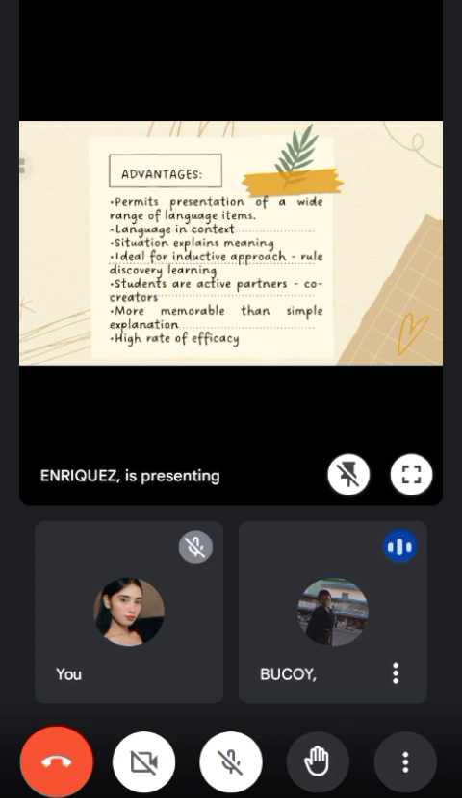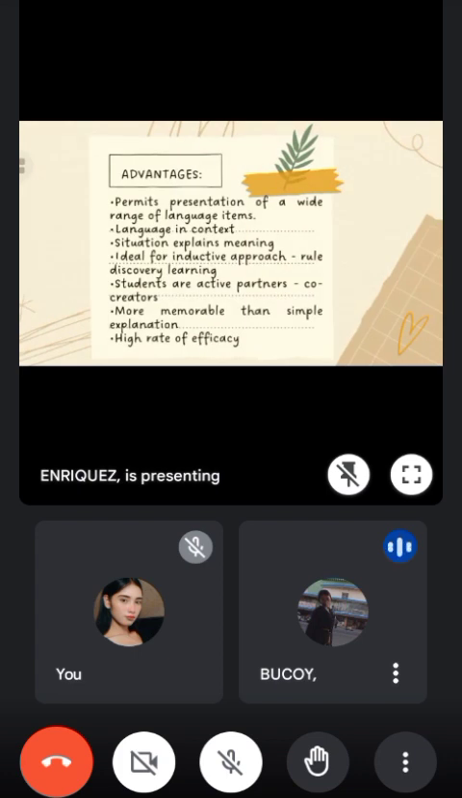The following are the advantages of situational context by using the generative situation. So first is that it permits presentation of a wide range of language items. Meaning to say that the situation serves as a means of contextualizing the language, and this helps clarify the meaning.